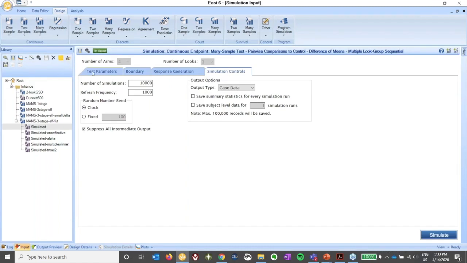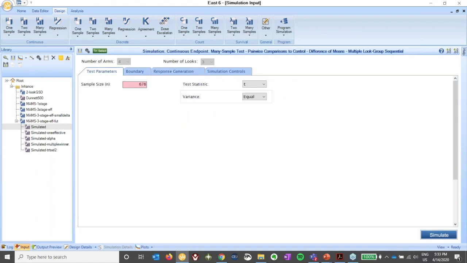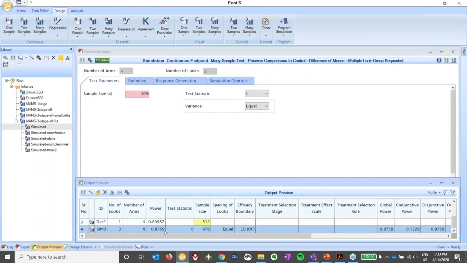to see what your achieved power would be if you generate values under this response generation. Well, as we have seen before, the 676 subjects buy roughly 88% power. So if I were to hit the simulate button, which I can do right now, simulating this design, it doesn't take long, and it would essentially spit out the same power as the one that we got when we were designing the trial.